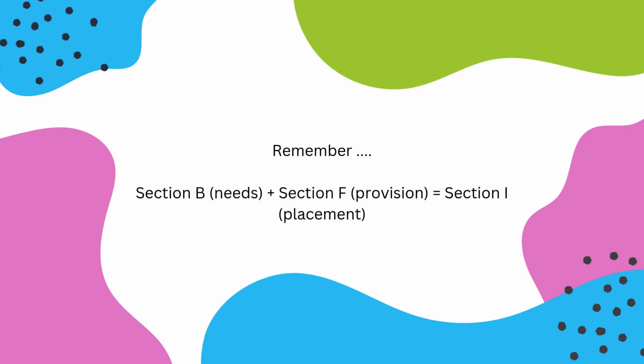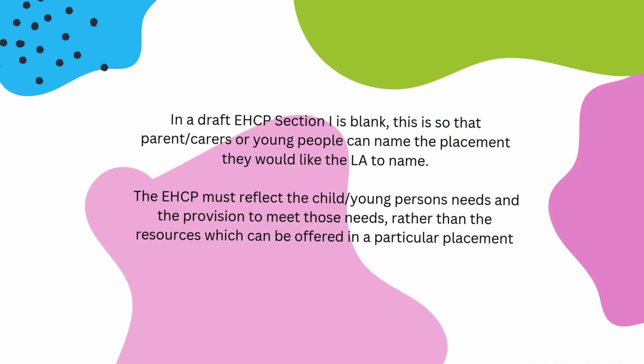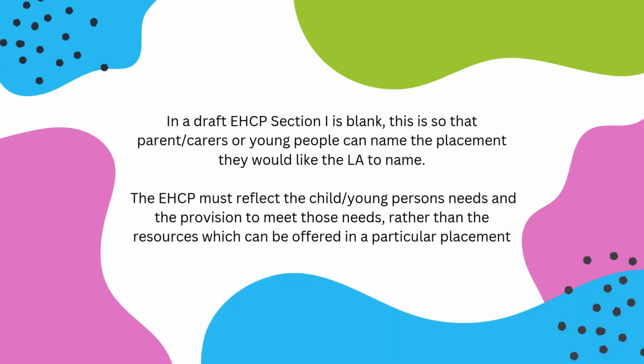Remember, Section B, the special educational needs, plus Section F, the special educational provision equals Section I, the placement. In a draft EHCP, Section I is blank. This is so that parent carers or young people can name the placement they would like the local authority to name. The EHCP must reflect the child or young person's needs and the provision to meet those needs, rather than the resources which can be offered in a particular placement.